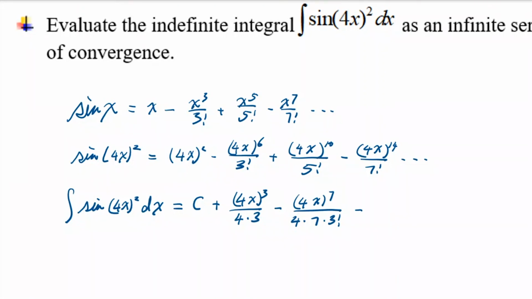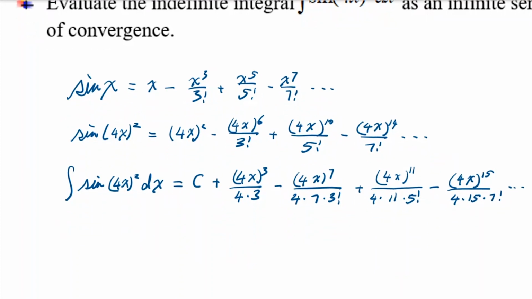So the next term, plus 4x to the 11th. We should have 11 here, and 4 here, and then we had 5 factorial here. Good. Minus 4x to the 15th, so we'll have 4 times 15 times 7 factorial, and so on. We cannot get rid of C because that's just the constant of integration. We need more initial value. So that's C plus, can we put the rest of them in sigma?